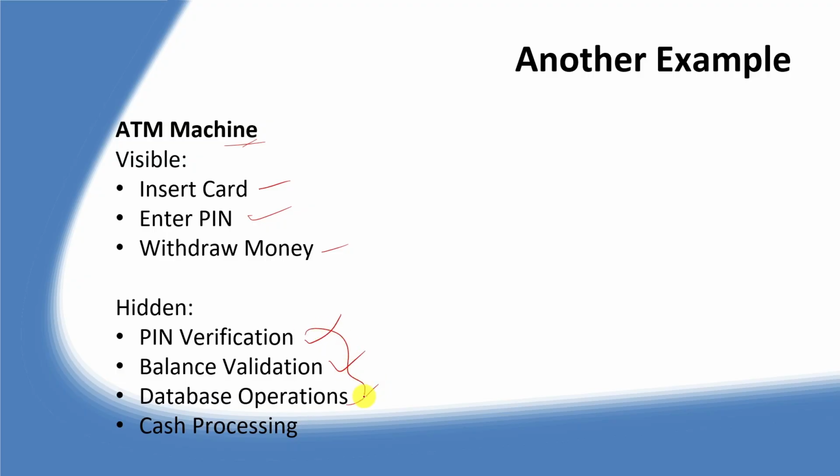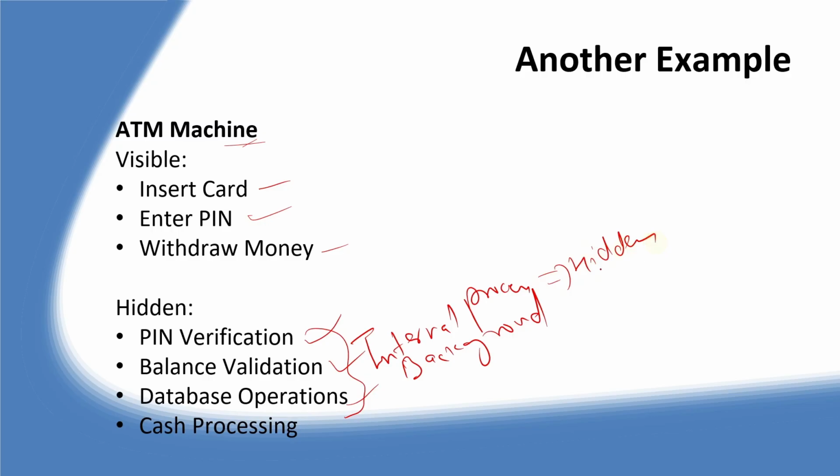So these are internal processes, background processes. These processes are hidden. Why? Because these are non-essential to the end user. End user means whoever is using it. Whoever is using this ATM machine need not know what is going on in the background. So that's why they have kept it hidden, and what should be visible is the PIN and withdrawing money.